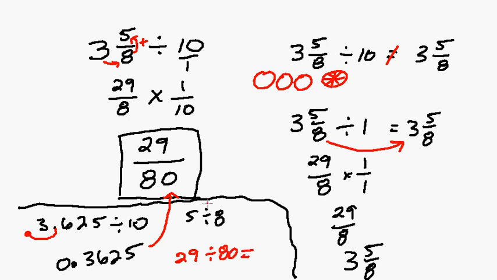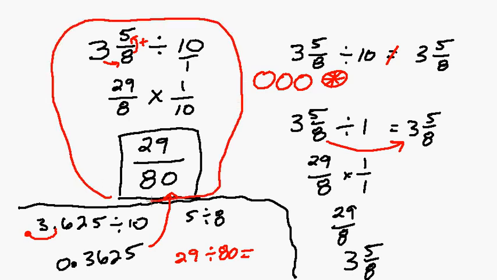But I think your main question was right up here. How do I do 3 5/8 divided by 10? And hopefully what's in this red circle will answer that question for you, and the rest of this is just extra.